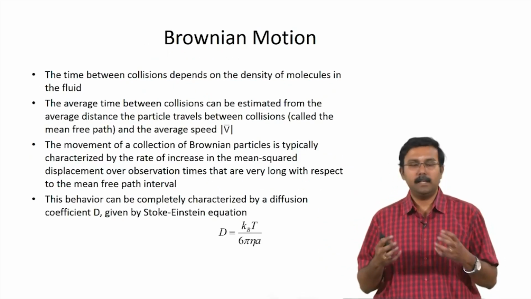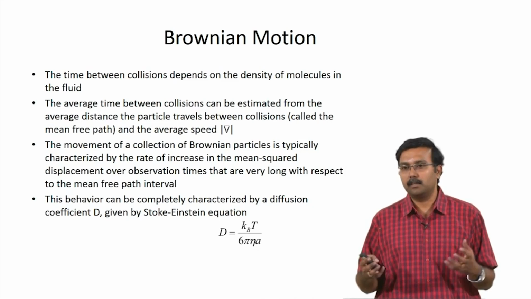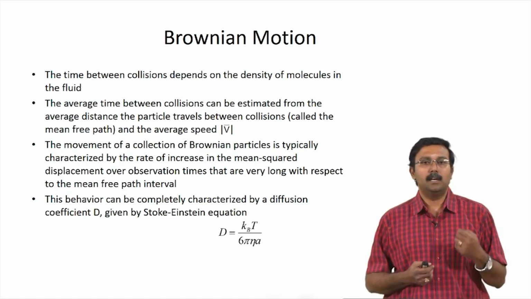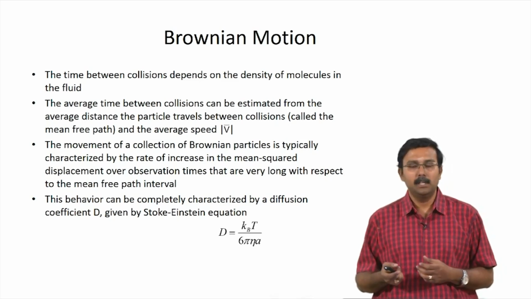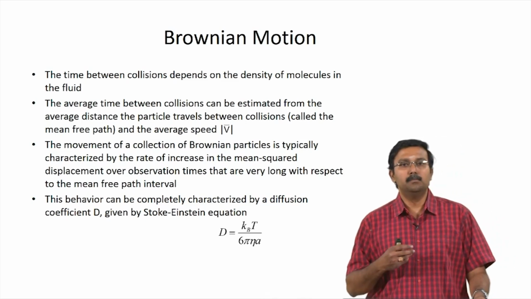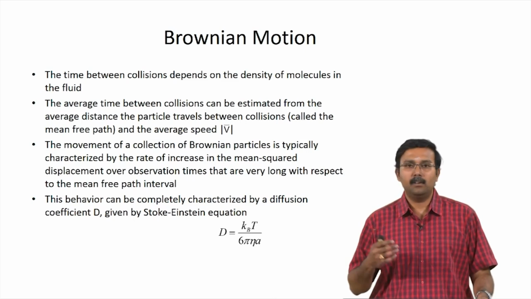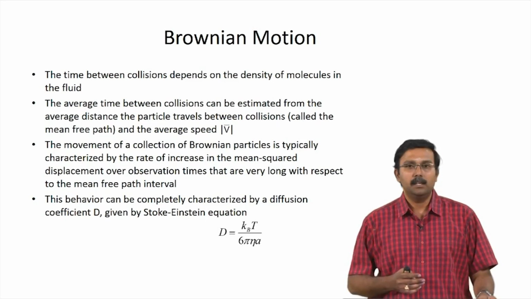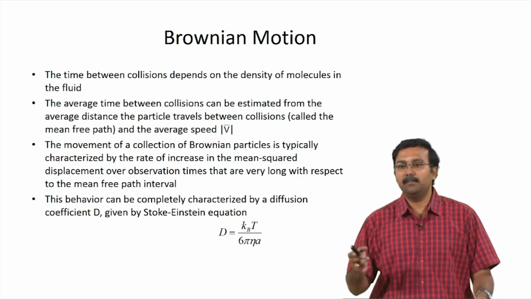In case of Brownian motion, the time between these collisions will depend on the density of the molecules, right. If there is a higher concentration of the solute molecule, there is a higher chance of collision and so on. The average time between collisions can be estimated from the average distance the particle travels between collisions, which is called the mean free path, and the average speed at which these are moving. The movement of a collection of Brownian particles is typically characterized by the rate of increase in the mean squared displacement over a period of observation. Usually this time frame for observation is much larger than the mean free path interval.